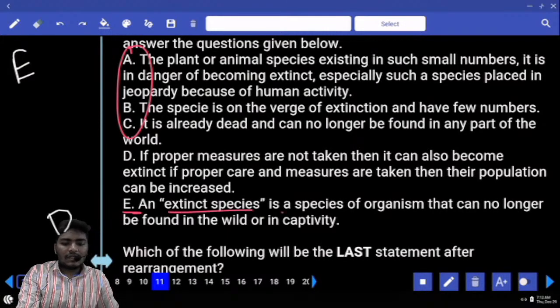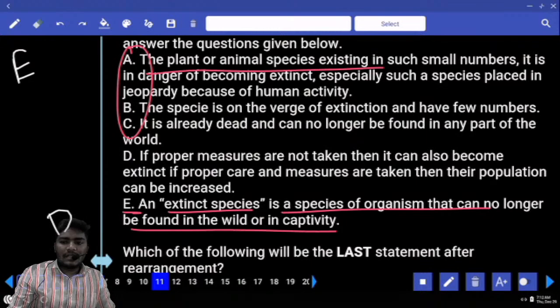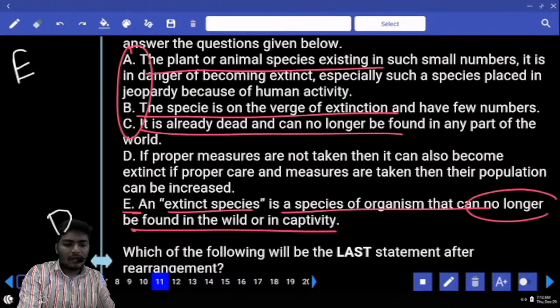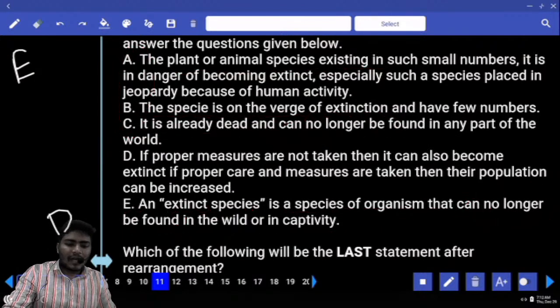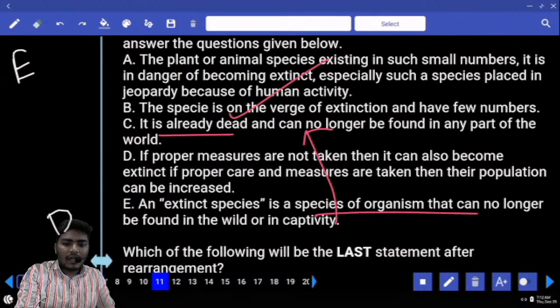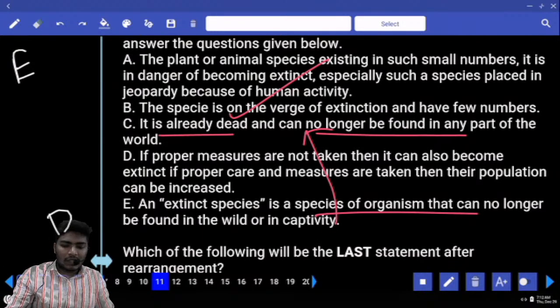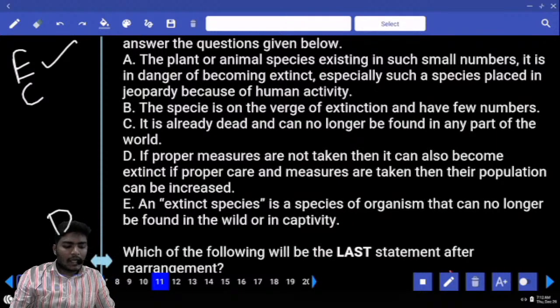Now can you connect E with any of the A, B, C sentences? An extinct species is a species of organism that can no longer be found in the world or in captivity. Continuation: the plant or animal species existing in such small numbers, the species is on the verge of extinction, it is already dead or no longer found. Can you find one combination here? We are referring to the same sentence. Same additional information is given. It is already dead, or it is no longer found in any part of the world. The same meaning we are also getting in the E case. So we can make one pair here using E with C.